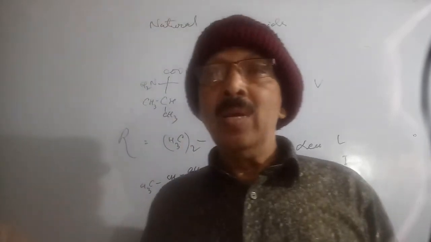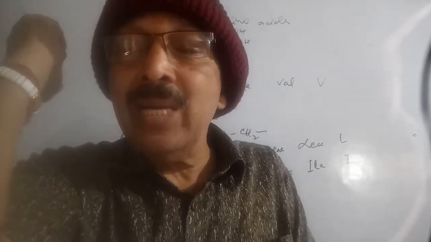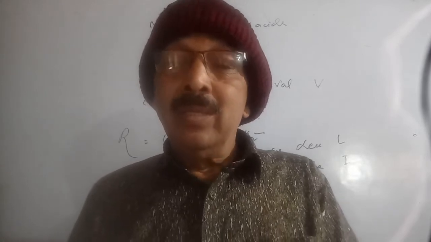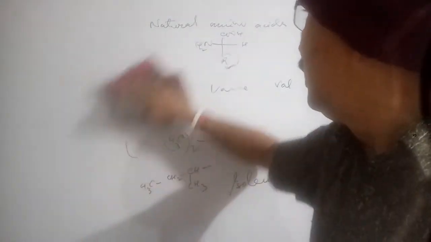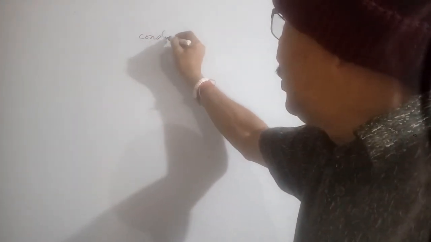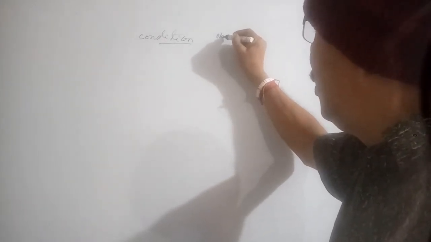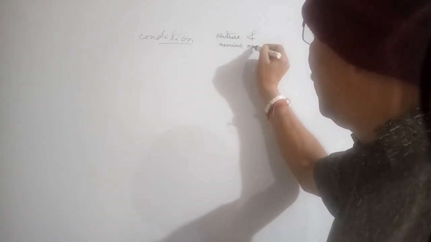Now, the classification of amino acids is based on the relative number of amino group and carboxyl group in the molecules of amino acids. They are classified as acidic, basic, or neutral. Here is your condition, here is your nature of amino acids, and here is your example.